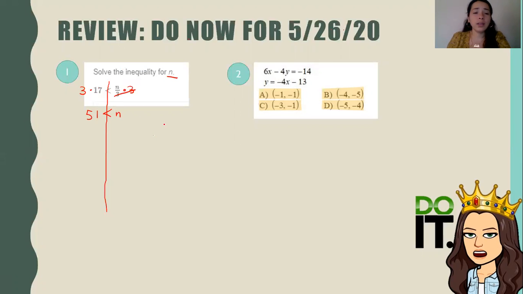Another way to write it, if you don't want to write it like this, is 51 divided by... and I know we're used to writing n first. Remember that if you write it this way, the symbol does flip because you're flipping the whole inequality, okay?